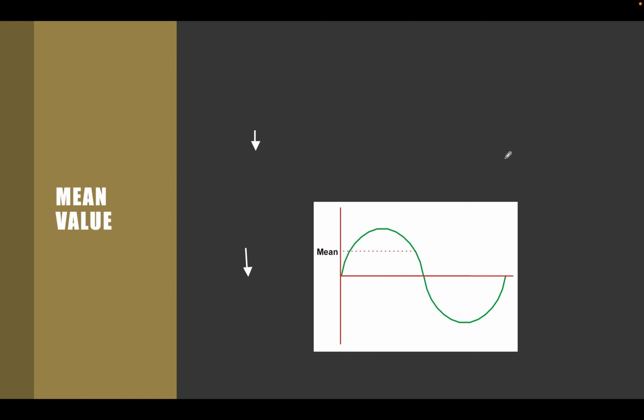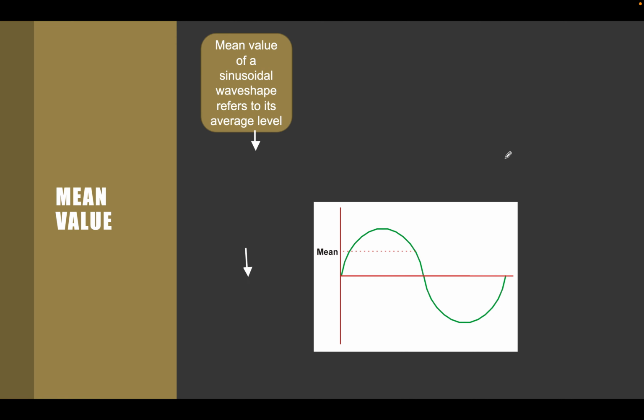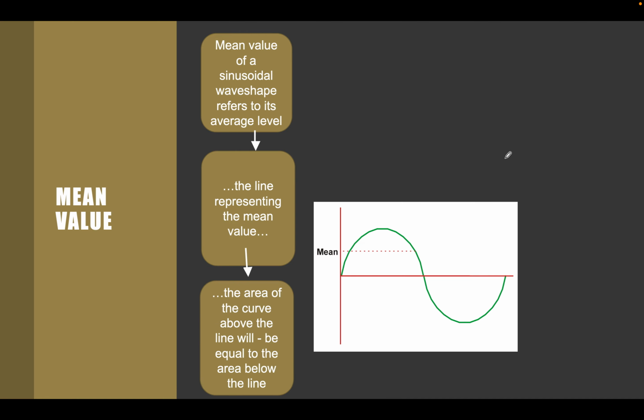Okay, so the mean value, just a definition of mean value here. A mean value of a sinusoidal wave shape refers to its average level. You can see it plotted on the graph there, the mean average, the line representing the mean value. The area of the curve above the line, so this area, will be equal to the area below the line, this area.